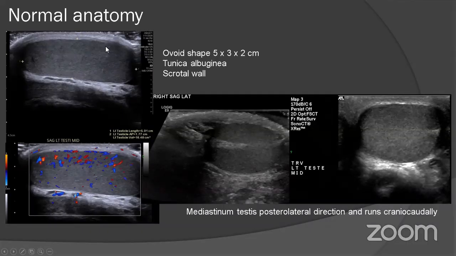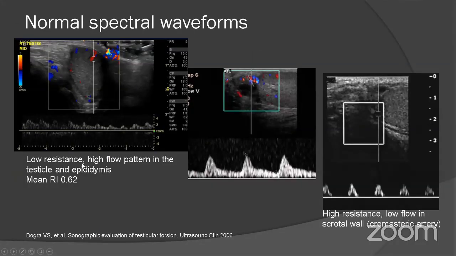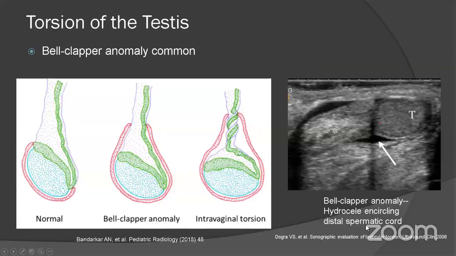And the testicle is ovoid in shape. It has this echogenic line, which is the tunica albuginea, and of course the scrotal wall, which consists of subcutaneous fat, skin, and the dartos muscle. And the normal spectral waveform is a low resistance, high flow pattern in both the testicle and the epididymis. And it's a high resistance, low flow pattern in the scrotal wall, because there the supply is coming from the cremasteric artery.